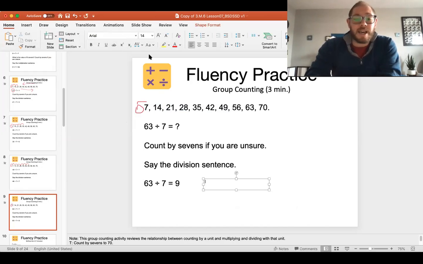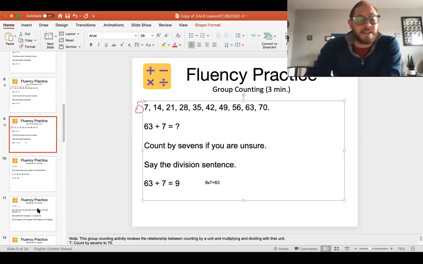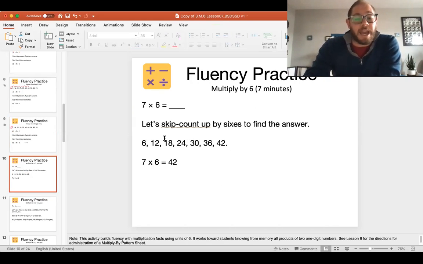All right, so I'm going to turn this into my multiplication equation. And I'm going to say 9 groups times 7, because 7 is the size of the group, equals 63. If you got that right, give yourselves a pat on the back. That is fantastic. All right, let's do our next page.